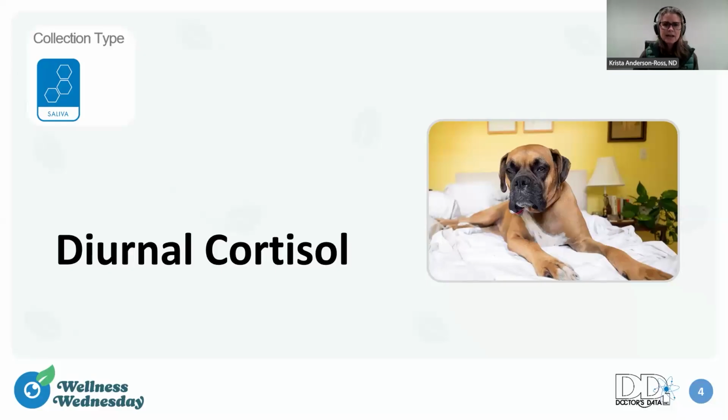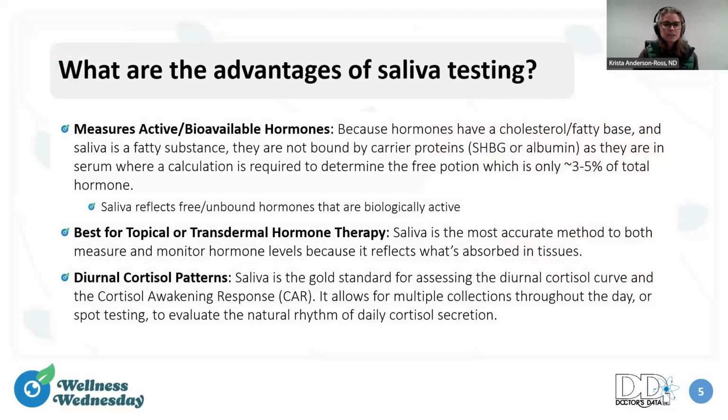So we're going to start with the tests that are available to test in saliva, specifically cortisol. But first, let's talk a little bit about the advantages of saliva testing in general. Because steroid hormones have a cholesterol fatty base, they remain unbound by protein carriers, which allows measurement of these free bioavailable hormones in saliva. Unlike serum, where the hormones are attached to sex hormone binding globulin or albumin, a protein carrier, and they require a calculation to measure the free portion, which is only about 3 to 5% of total hormone. Saliva can directly reflect that 3 to 5% of what's biologically active.